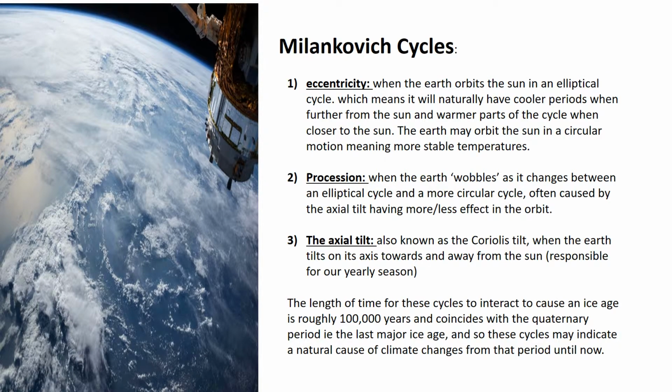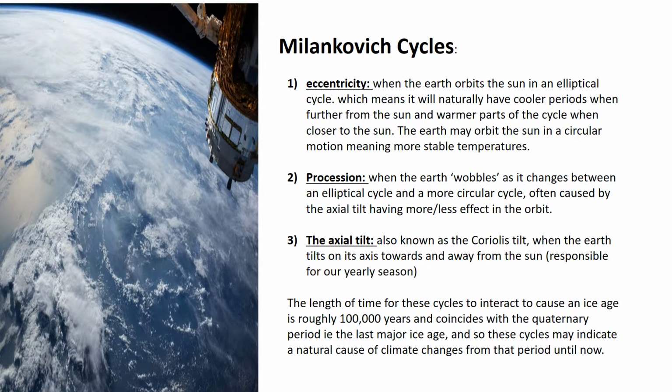The Milankovitch cycles. We talk about these cycles and how they cause natural climate change. Eccentricity. When the Earth orbits the Sun in an elliptical cycle, which means it will naturally have a cooler period when further away from the Sun and a warmer period when closer to the Sun. The Earth may orbit the Sun in a circular motion, meaning a more stable temperature.